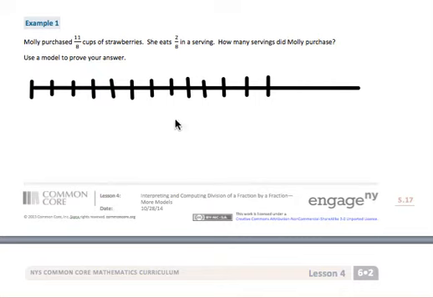To model 11/8, I've chosen to use a number line, and each piece on the number line represents 1/8. So as we look at it, it's 1/8, 2/8, 3/8, 4/8, 5/8, 6/8, 7/8, and so on. And I actually have modeled 12/8 on this number line. Remember that the problem is telling us that Molly eats 2/8 of a cup in a serving. So for every 2 pieces, that would be 1 serving.